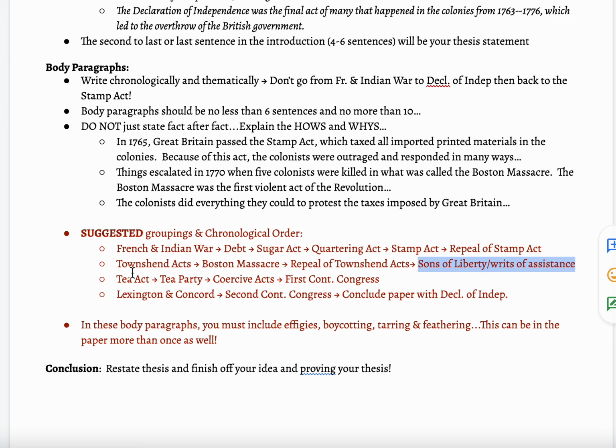What were they? The Tea Act, Boston Tea Party, and then how the Boston Tea Party led to the passing of the Coercive Acts or the Intolerable Acts, and how these acts led to the First Continental Congress. Then you would probably talk about how the battles of Lexington and Concord happened, and how that led to the Second Continental Congress, and then the Second Continental Congress declared independence, which officially overthrew the British government.